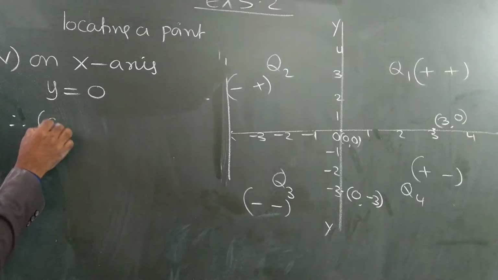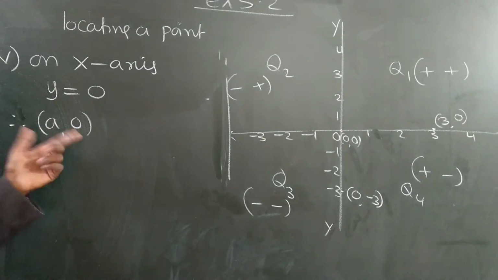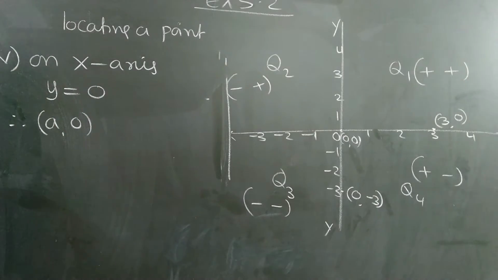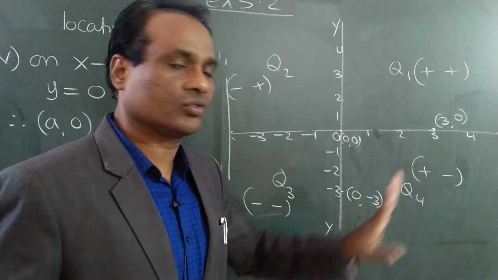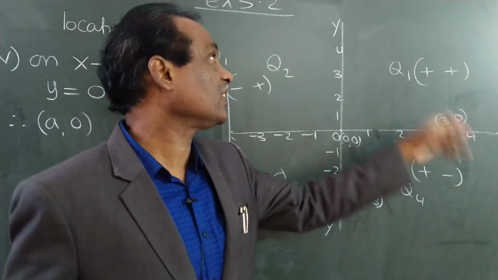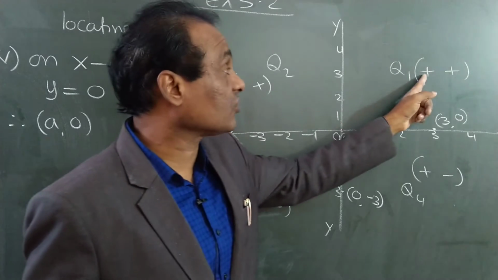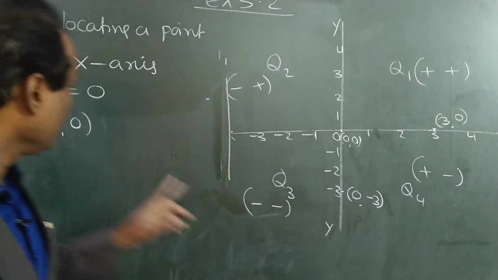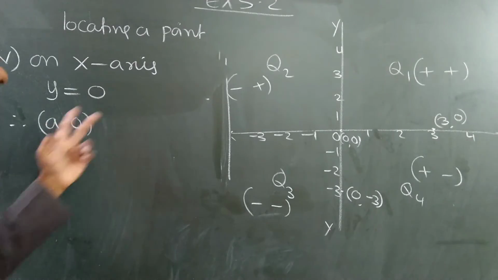That means, suppose a comma 0. Suppose I gave point A comma 0. My question is where it lies. Does it lie in the first quadrant or second or third or fourth? Or on the x-axis or y-axis? This will not lie in the first quadrant because in the first quadrant both are positive. Here this is positive, but 0 is not a positive number. This is not in the first quadrant.